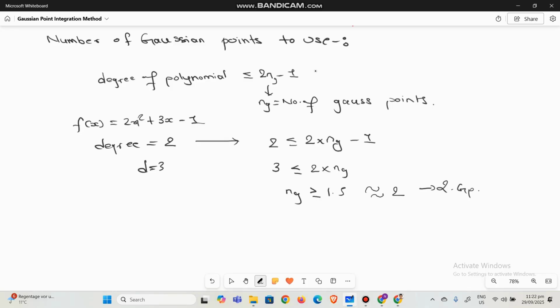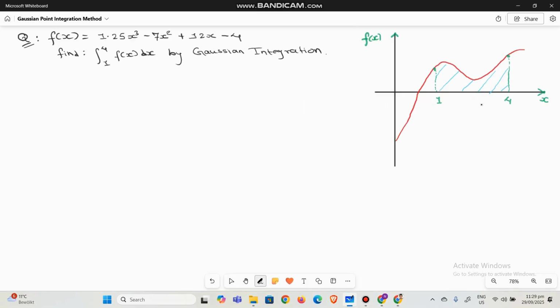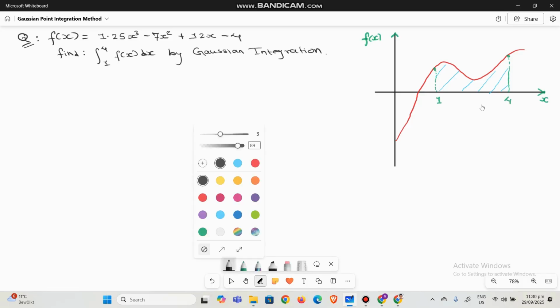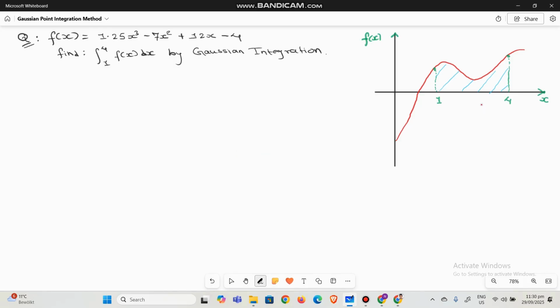So if the degree is 3, find the Gaussian points; if the degree is 4, find the Gaussian points; use the formula and find the result. Now let's go to the numerical example. As everyone can see, we are given a function f(x) which has the curve as shown on the right hand side, and we want to find the area under the shaded portion in the graph, which is from 1 to 4.